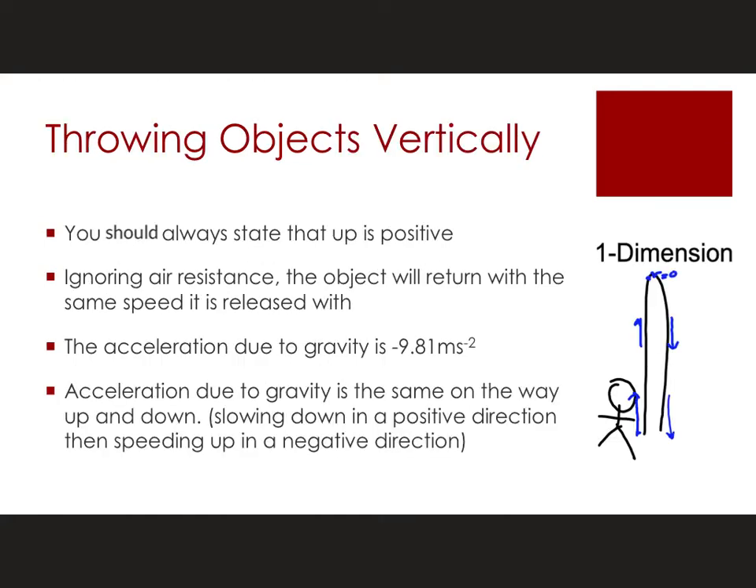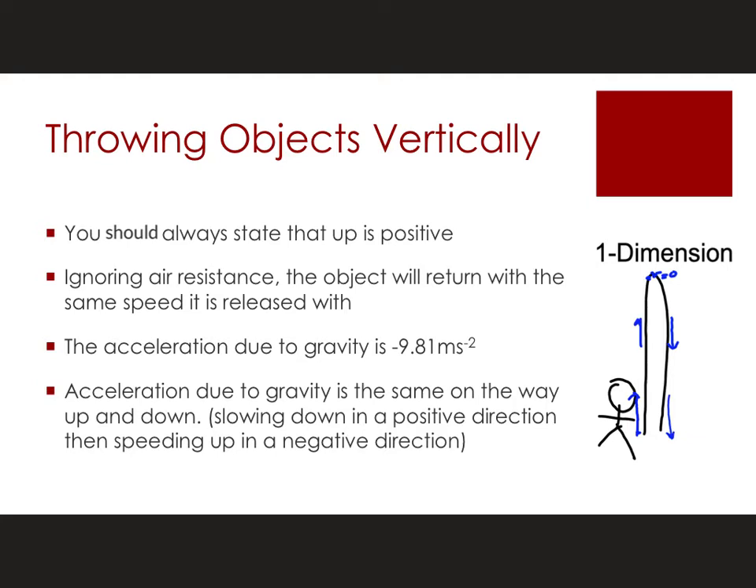Okay, before we get into projectile motion, let's just review a little bit about throwing something vertically, that is, in just one dimension. First of all, you really should always state that up is positive because we're dealing with vectors here, and we want to make sure that when we talk about our acceleration due to gravity, which is also a vector, we're very clear on its direction.